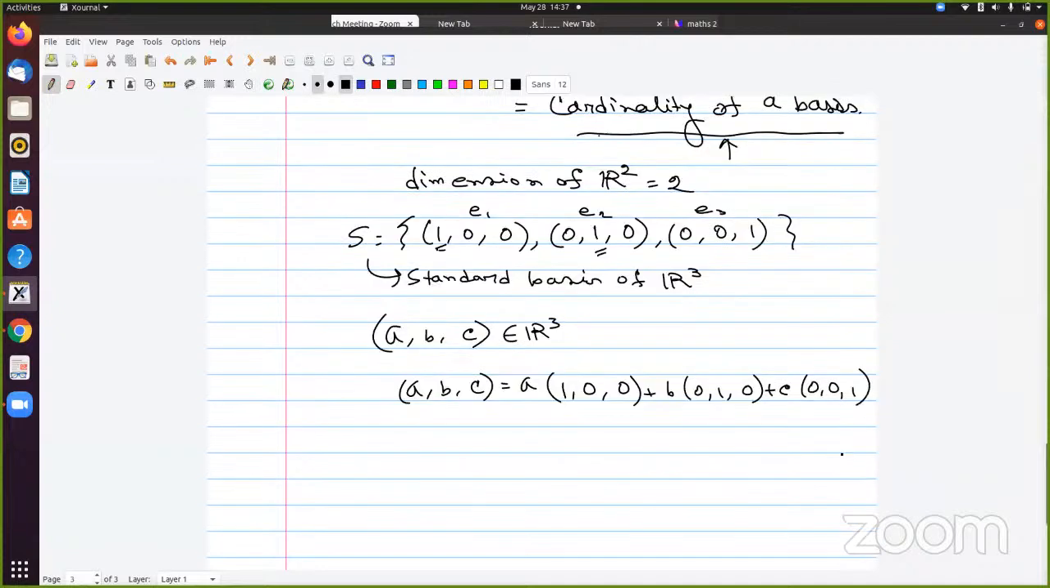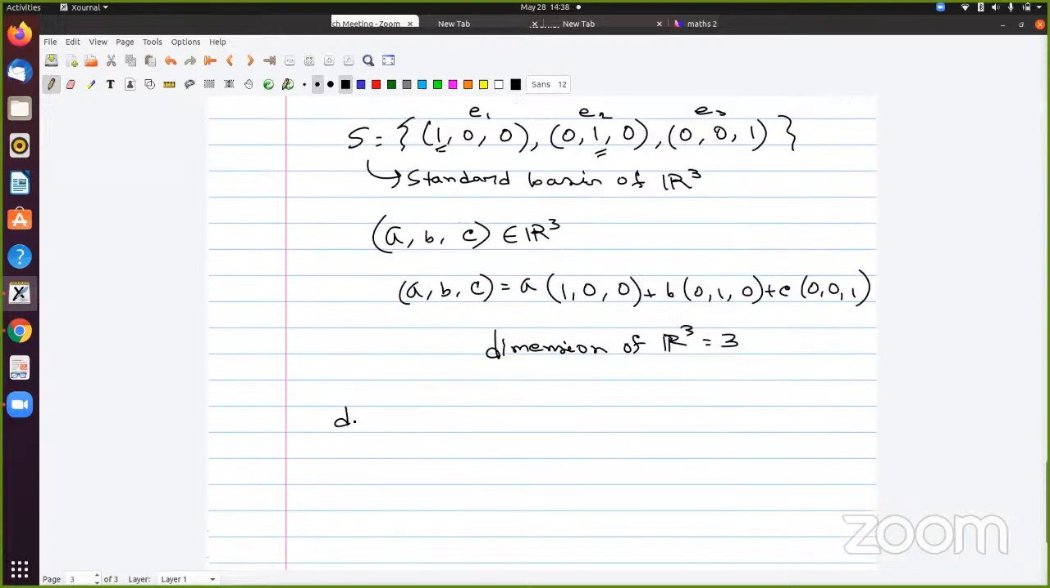So what is the dimension of R3? It is 3. I have told you that once I know the number of elements in a basis, it will be the same for any other basis, and that is called the dimension. So the dimension of R3 is 3. Now, can you tell me the dimension of Rn? Yes, n.